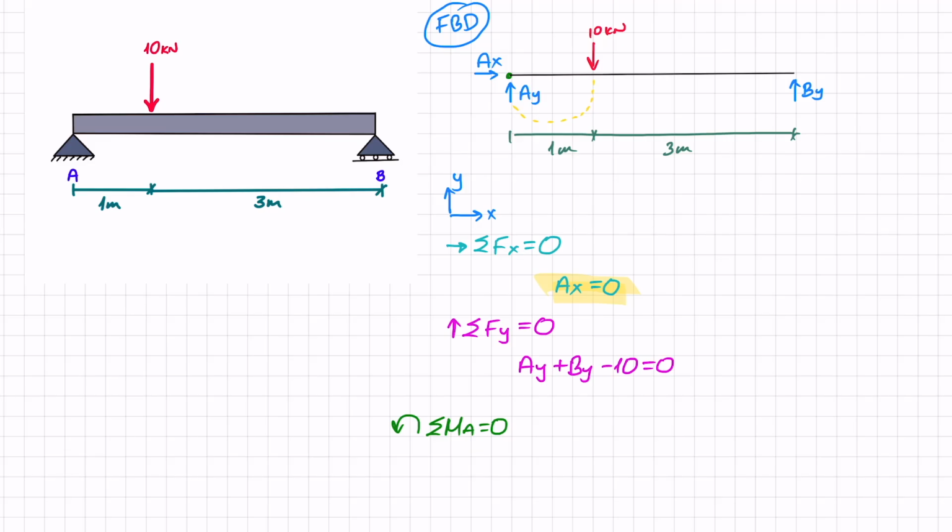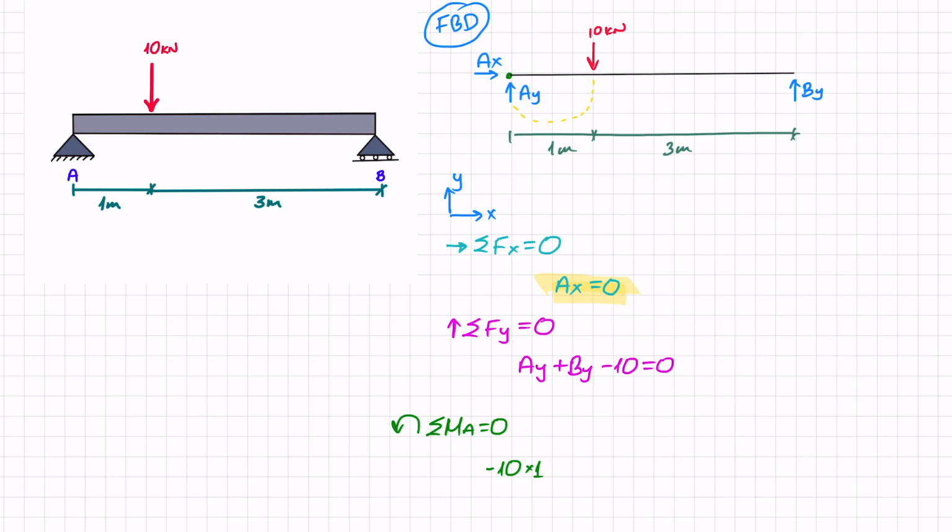It's going to create a clockwise moment, which is opposite to the direction that I've defined as positive. So let's start off by defining that: minus 10. The next thing I need is the distance. The distance in this case from the line of action of 10 to A is 1 meter.